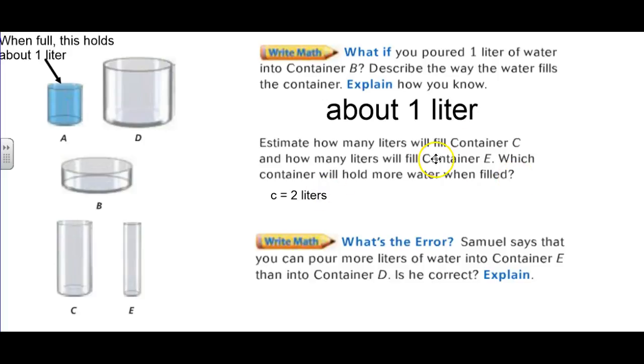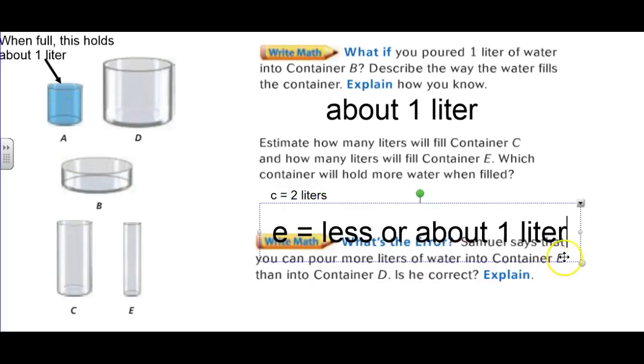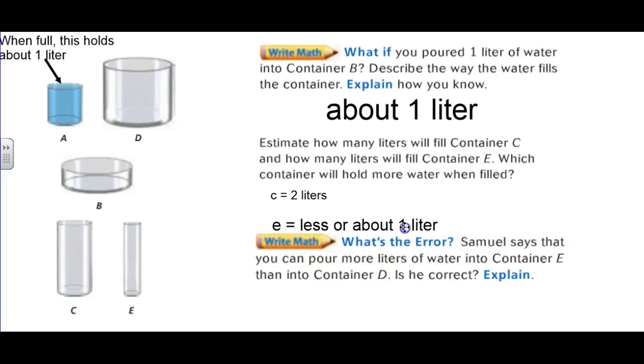Okay, the next one, it says how many liters will fill container E. This one's very tiny, so I don't even know if 1 liter would fill it. I really would probably have to look at it. You might say that it could be about 1 liter. So I'm going to put E is equal to less than or about 1 liter. That one's kind of hard to tell because you really would have to see it in person to know. And then it says which container will hold more water when filled. I'm just going to underline C right here out of these 2. Definitely C would hold more than E.